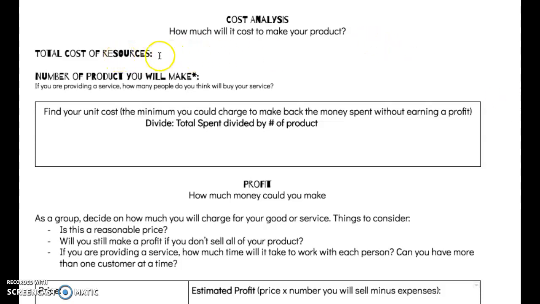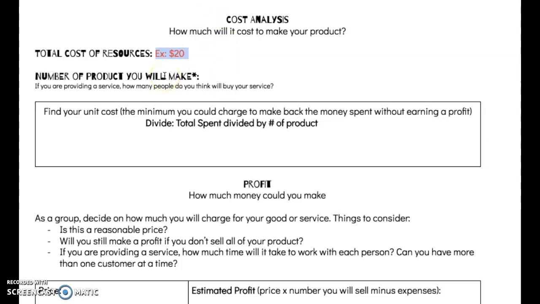So let's see, the total cost of resources. At the end, after you've added up all of your human resources, all of your capital resources, the total price of everything together, you would put it here. So for example, I'm going to be spending $20. That's my total cost for everything, 20 bucks.